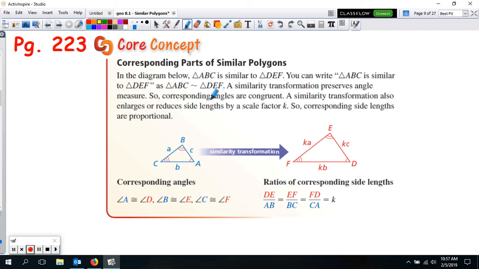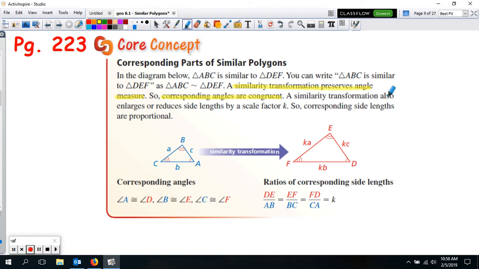So we have these 2 things, a similarity transformation. Here's this figure to this figure. You can see same shape but different sizes. It's a dilation. This one's smaller, this one's gotten a bit enlarged. But what's true about this is that the angle measures are still going to be congruent. It says a similarity transformation preserves angle measure. So you want to highlight that part right there. Similarity transformation preserves angle measure in your notes. Corresponding angles are congruent then. That's how you know that. You can see these are your corresponding angles, A and D are corresponding, and so on.